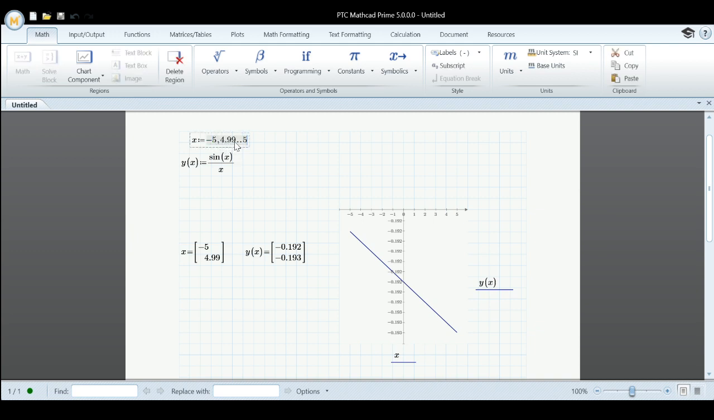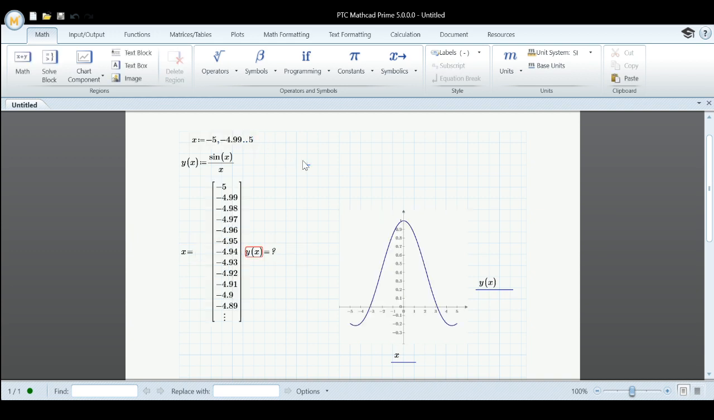Well, let's change it. I think -5, comma, minus 4.99. I just missed it. Minus 4.99, and then it goes to 5. You see, this is similar to the graph that we often observe in diffraction. So it's called a sinc graph. S-I-N-C, sinc, sin x by x.